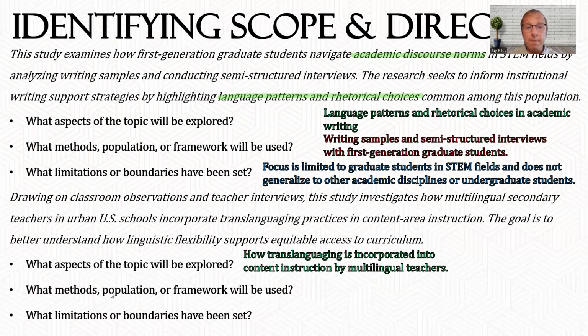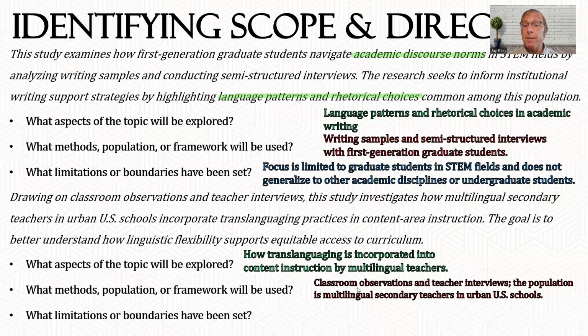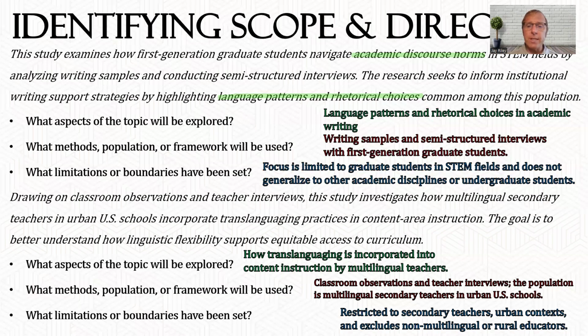So right there, I've got my population. The population is multilingual teachers. It's going to include classroom observation and teacher interviews. Those are my methods. And it's also set in urban US schools. So this is restricted to secondary teachers in an urban context. It excludes those who are not multilingual. It excludes monolingual teachers. It excludes rural educators. So again, we can see who's in and who's out in this study.